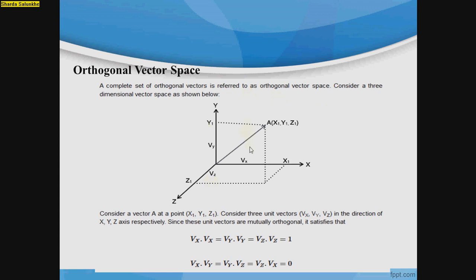Consider the three-dimensional vector space below. So x is the first dimension, y the second dimension, z the third dimension. The vector along x is Vx, the vector along y is Vy, the vector along z is Vz. The components along x, y and z are nothing but A of x1, y1, z1. Next, consider the vector A at a point.